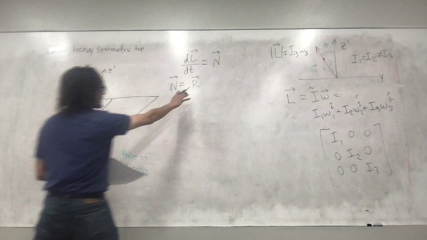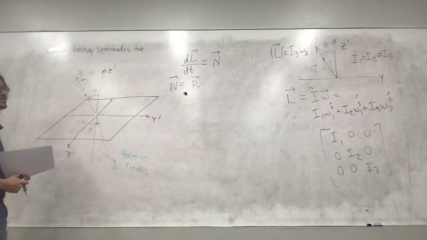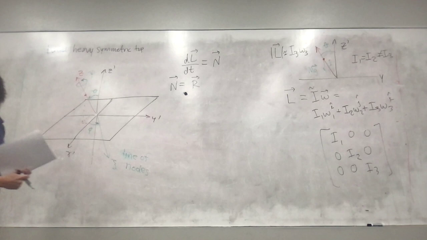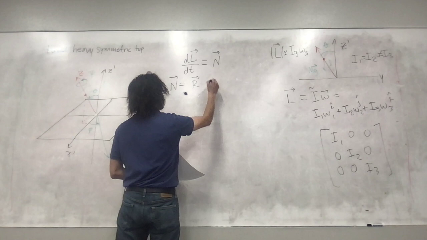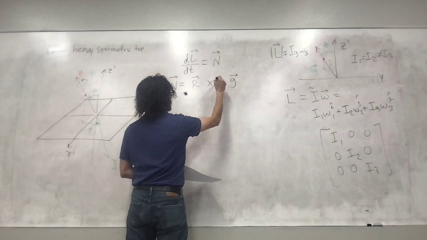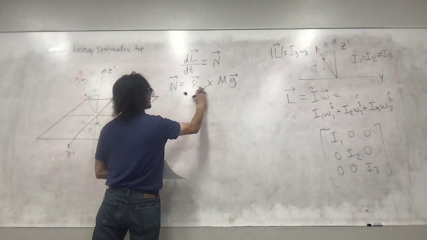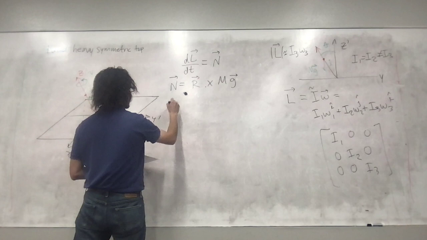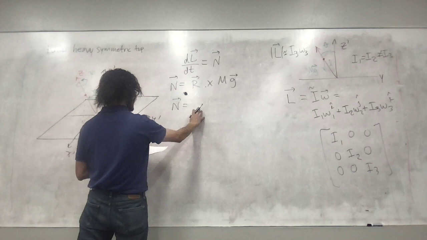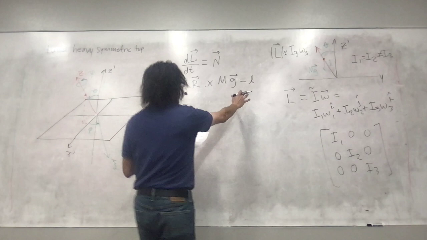So what is this torque? R cross what? Which force? The weight. Okay. So actually, this is capital M. We can assume that all the mass is in the center of mass, and this is the distance from the origin to the center of mass. So R is L, right? Yes. It's L in the k direction.